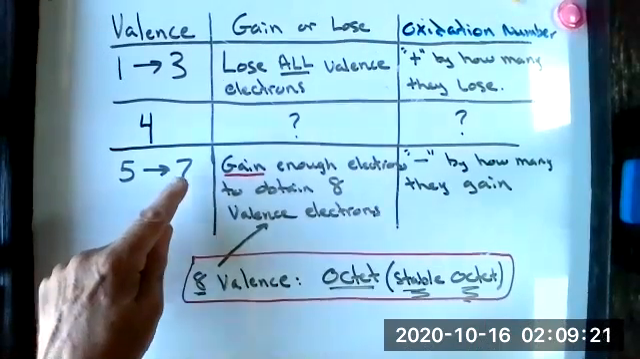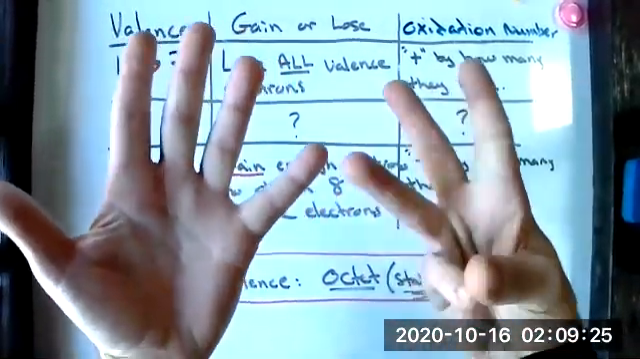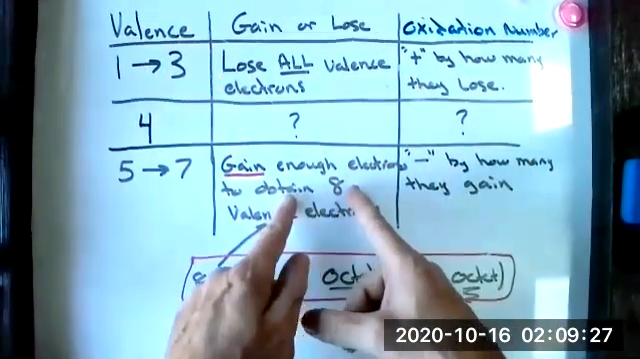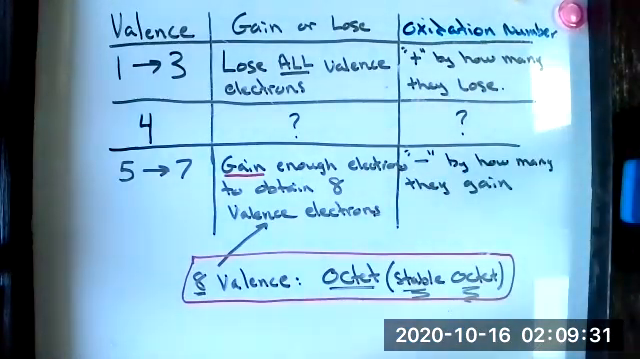A valence of 7. Well, he's already at 7. He needs to gain 1 more to get to 8. Gain 1 electron, boom, his oxidation number becomes negative 1.